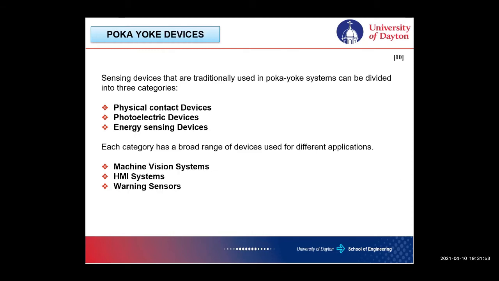Now I will discuss various Poka devices used in Poka system to detect defects. There are three major types of Poka devices: physical contact, photoelectronic, and energy sensing devices. All these devices have a wide range of operation, and these devices are used in various applications such as machine vision system, human machine interference system, and warning sensors.